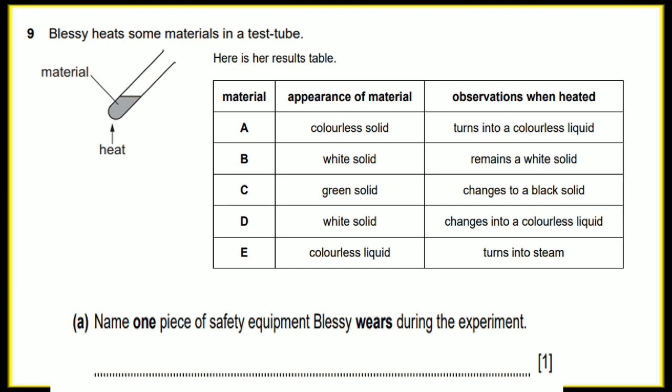Blessing heated some material in a test tube. Here is the result. Colorless solid. Observation when heated: turns into a colorless liquid. Remains white solid.